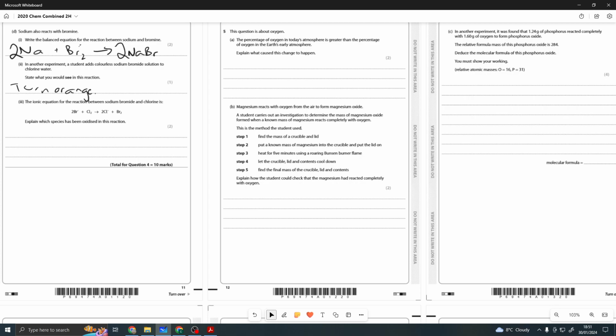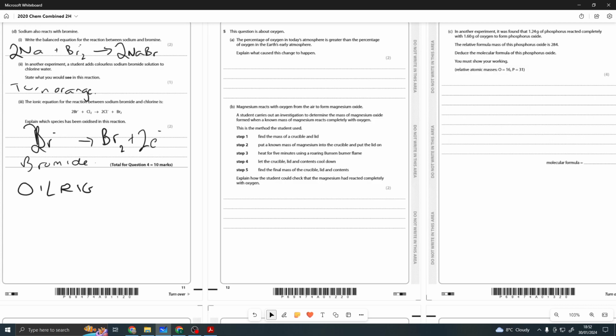Nice. Now, the equation for the reaction between sodium bromide and chlorine is that. Explain which one has been oxidized. Now we know, hopefully, okay, from OIL RIG, that oxidation is loss of electrons. Okay, now in this case, the Br minus has become Br2. So the bromide ion has become bromine. And in doing this, 2 of these have given out 2 electrons. That means the bromide ions have lost electrons. So the answer there, just to clarify, is bromide.